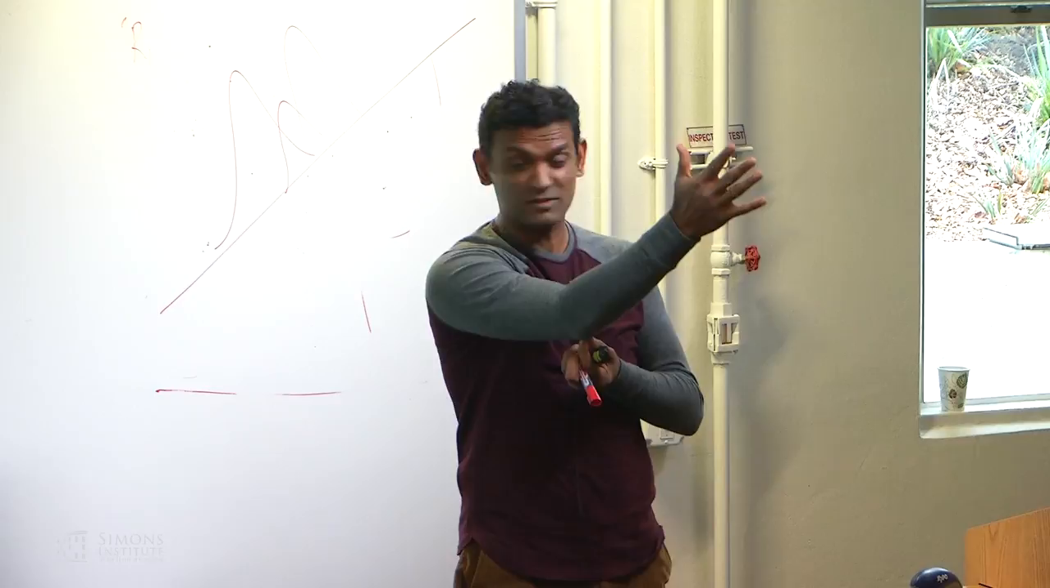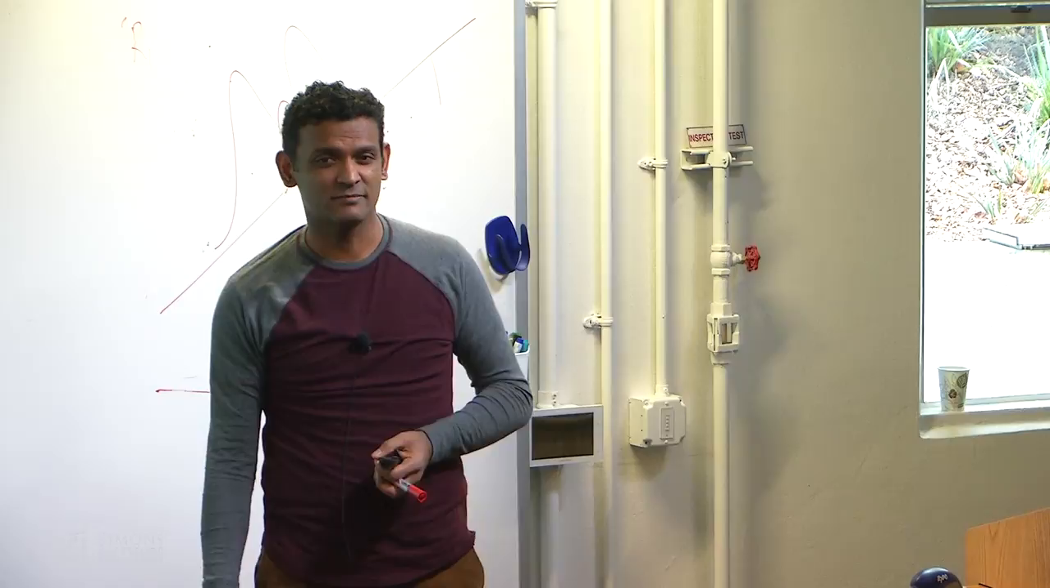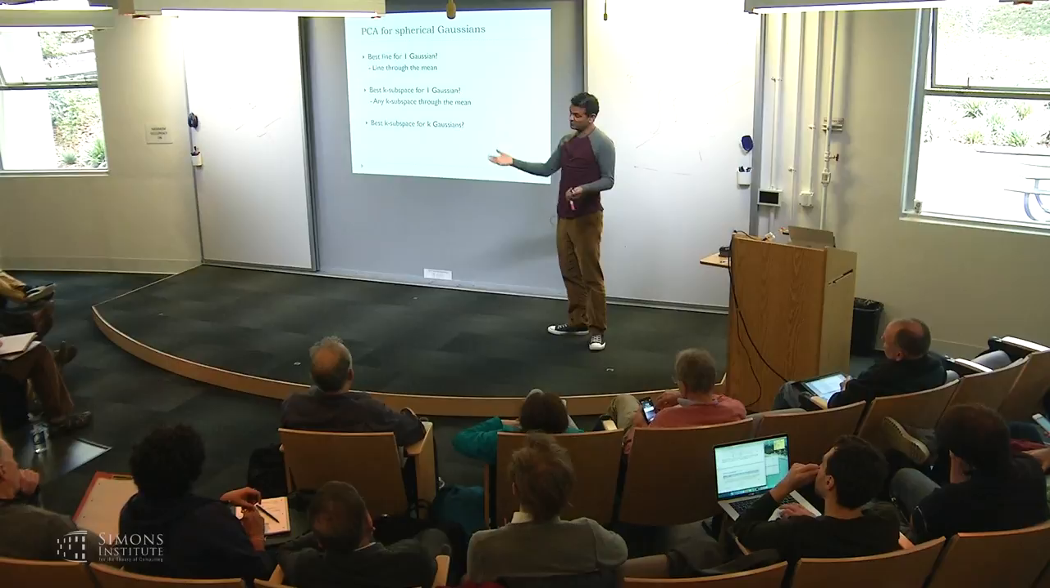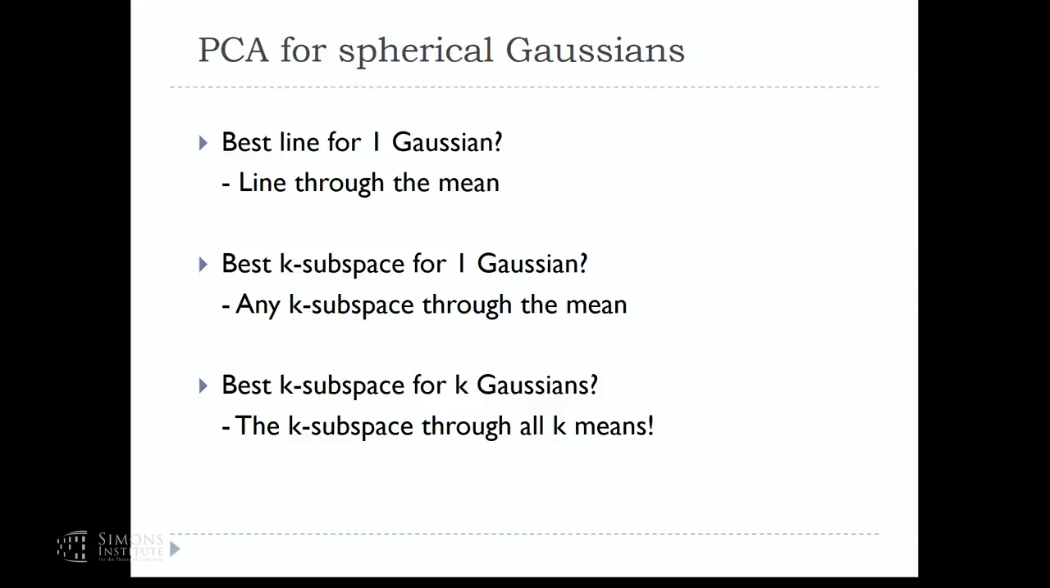Great. What is the best for k Gaussians? Each one of them wants this subspace to go through its mean. But you've got k dimensions, so you can go through all their means. So that's the answer. It will go through all their means. And once it goes through all their means, you're in great shape, because now you project there, and your Gaussians shrink, and now the separation you need is only k to the 1/4.